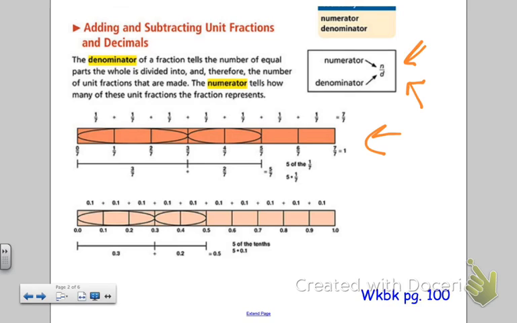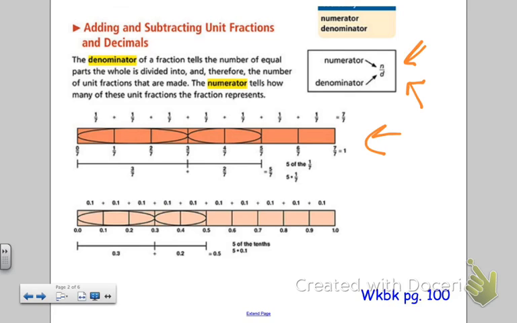So take a look at this whole orange colored bar here. You can see that that whole thing is broken up into 7 sections. Each one represents 1/7 of the whole. So this is 1/7, this is 1/7, this one's 1/7, and so on and so forth. So these are all unit fractions. You're talking about one of the total 7 units that make up this whole bar.